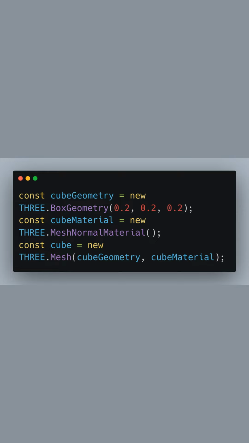Now, let's create a simple cube mesh. First, we define its geometry. That's its shape and size, with each side being 0.2 units in length. Then, we create a material to cover the geometry. Here, the MeshNormalMaterial is used, which gives the cube a color that depends on its orientation to the light. Finally, we define the mesh by combining the geometry with the material.